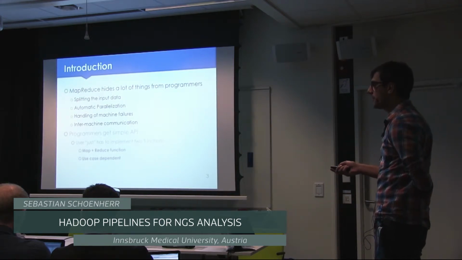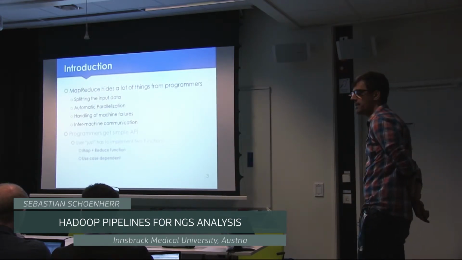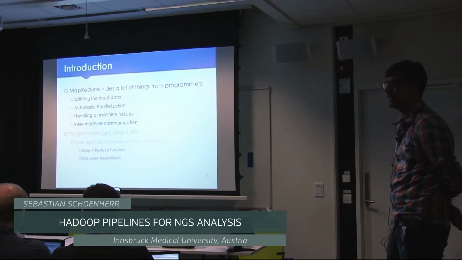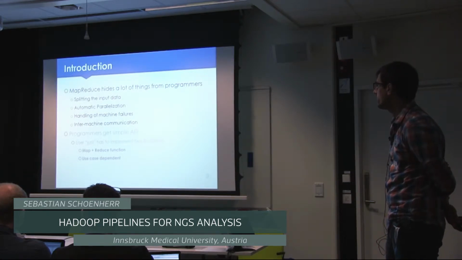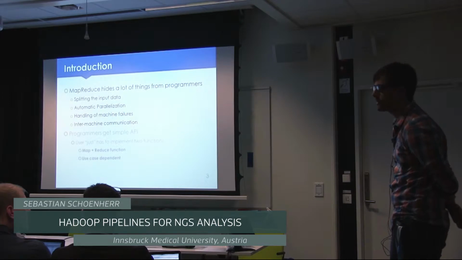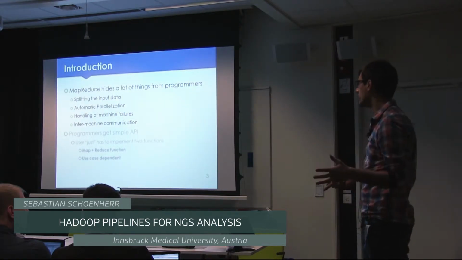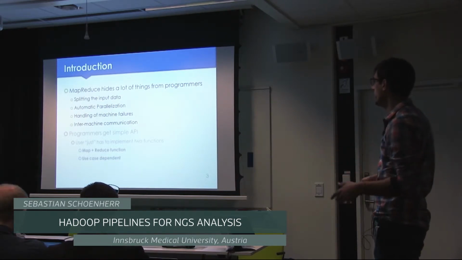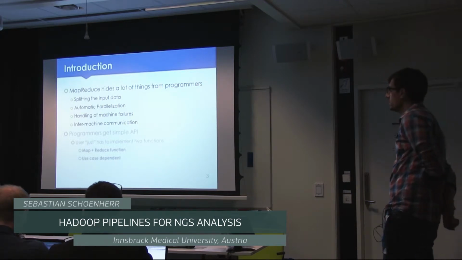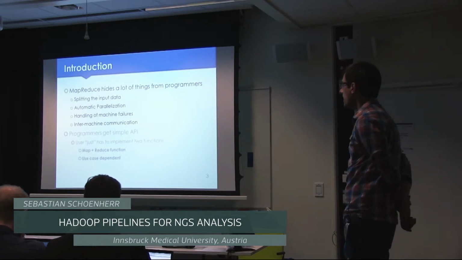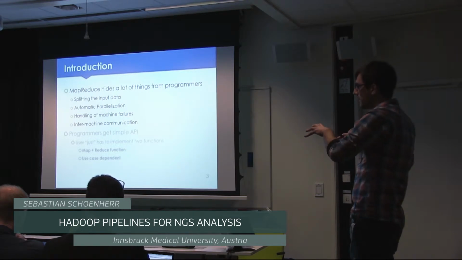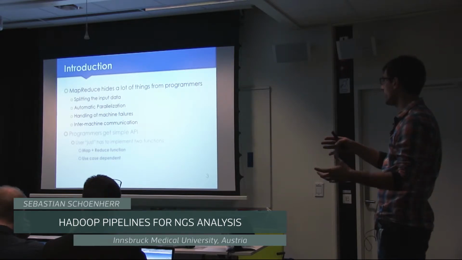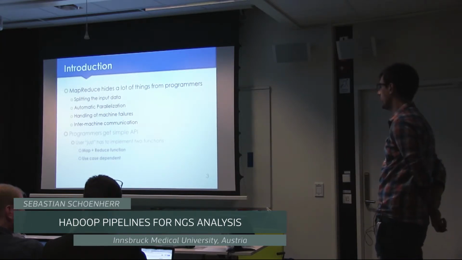And yeah, the pretty nice thing about MapReduce is that it hides a lot of things from the programmer. So what MapReduce is doing for you is it splits your data automatically. It's doing the parallelization of your job. It handles machine failures, meaning that if one node in your cluster is going down, it automatically executes this chunk on a different node. And it also handles the machine communication, meaning that of course, this is a cluster of nodes, and sometimes the data is located on node 1, and node 2 is needing this information, and then it automatically copies the data from node 1 to node 2, for example.